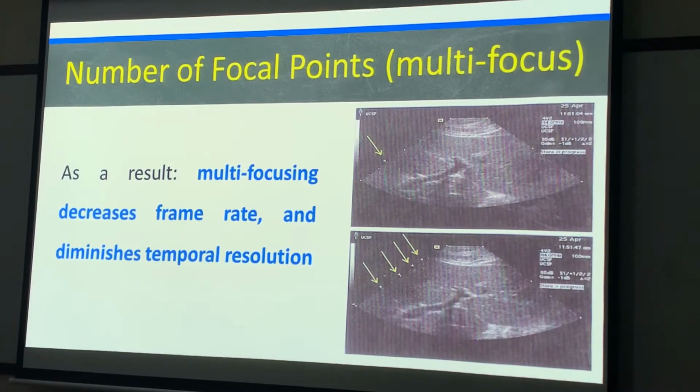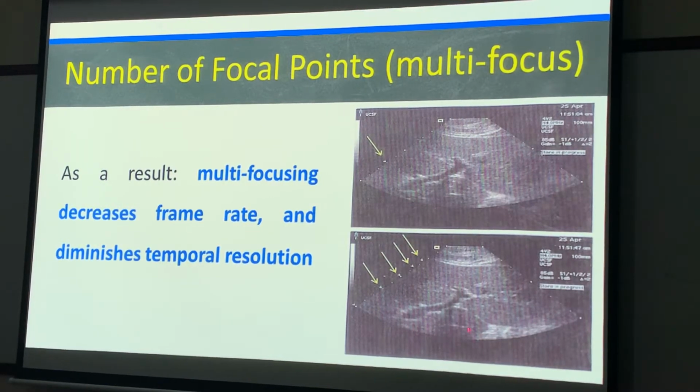Alright, so the number of focal zones. He's messing up our multi-focus, we're trying to focus over here. Multi-focusing decreases the frame rate because instead of one scan line per focus, now we're sending out a scan line per focal zone. And it diminishes temporal resolution. Of course, whatever frame rate does, temporal resolution is going to do the same. If my frame rate is diminished, so is my temporal resolution.